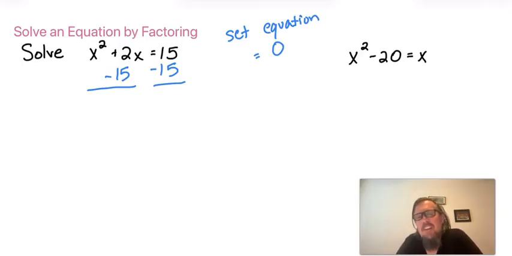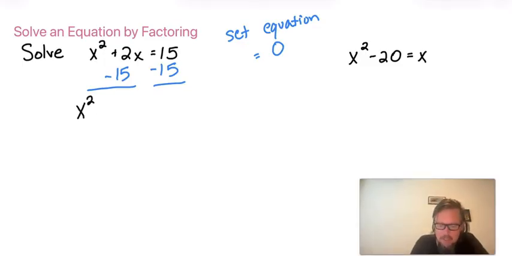So I'm going to subtract 15 on both sides. I can't actually combine it with anything on the left because they all have variables. So I'm just going to leave it as x squared plus 2x minus 15. And 15 minus 15 is 0.